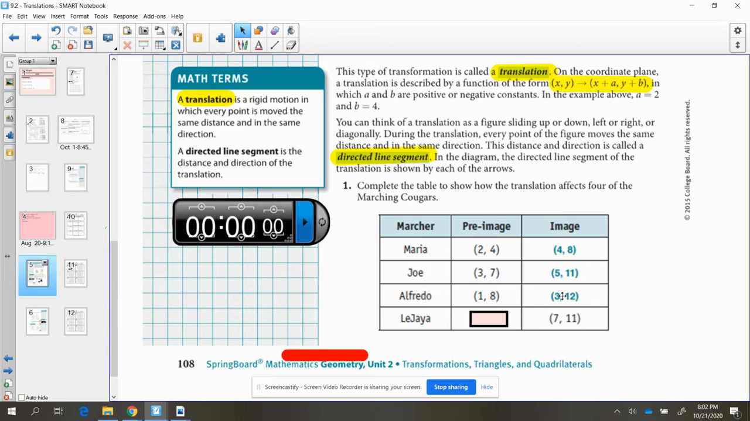And then for Haya's pre-image, we're actually going to have to go opposite. We started at 7, 11, and we'll have to subtract 2 and subtract 4 to get back to her starting point of 5 comma 7. Okay.